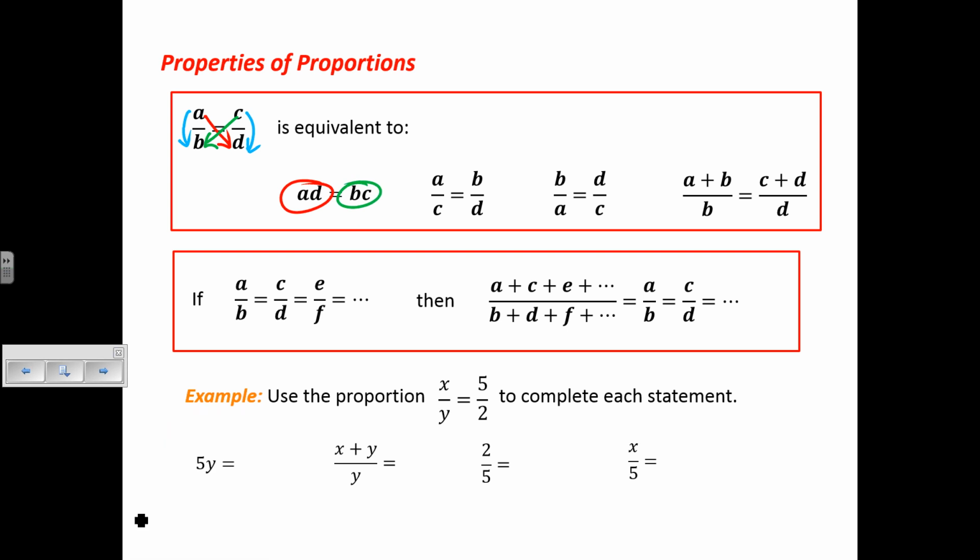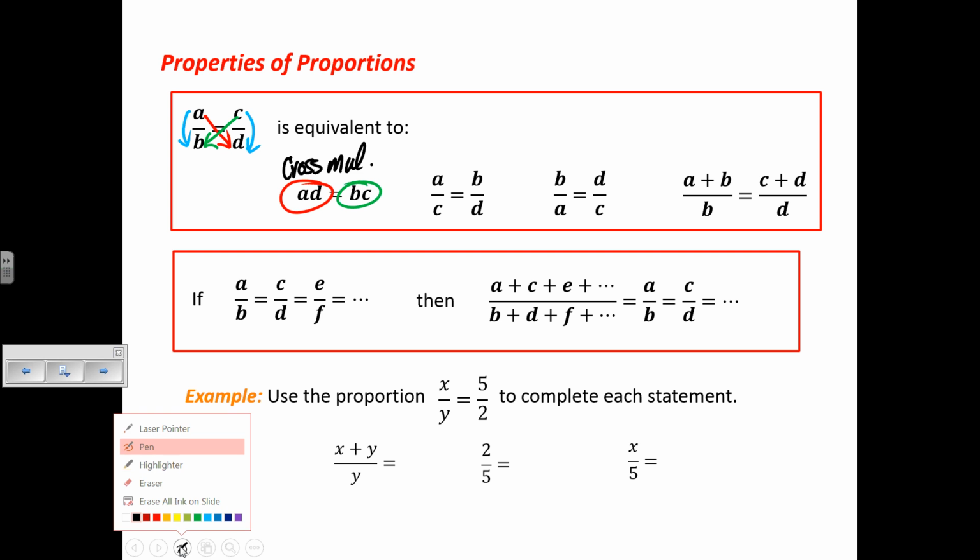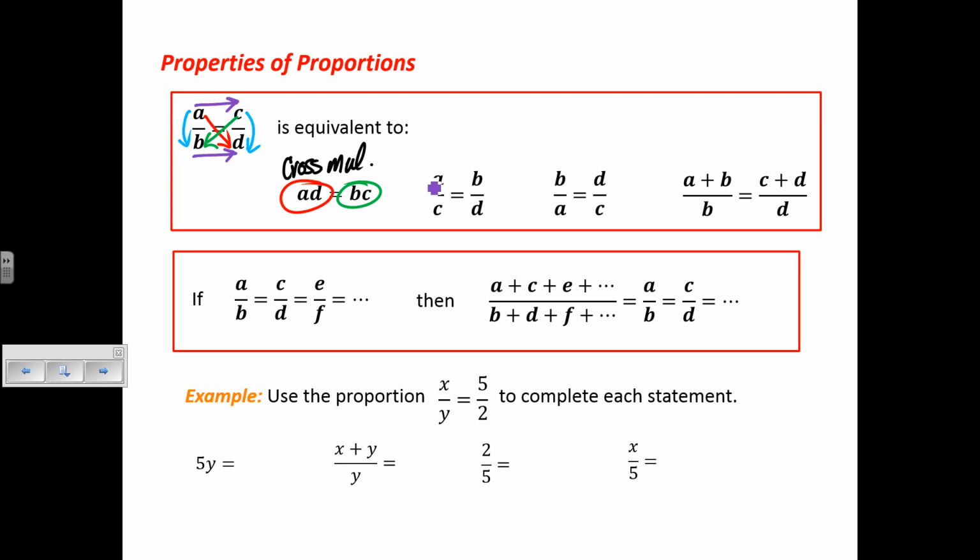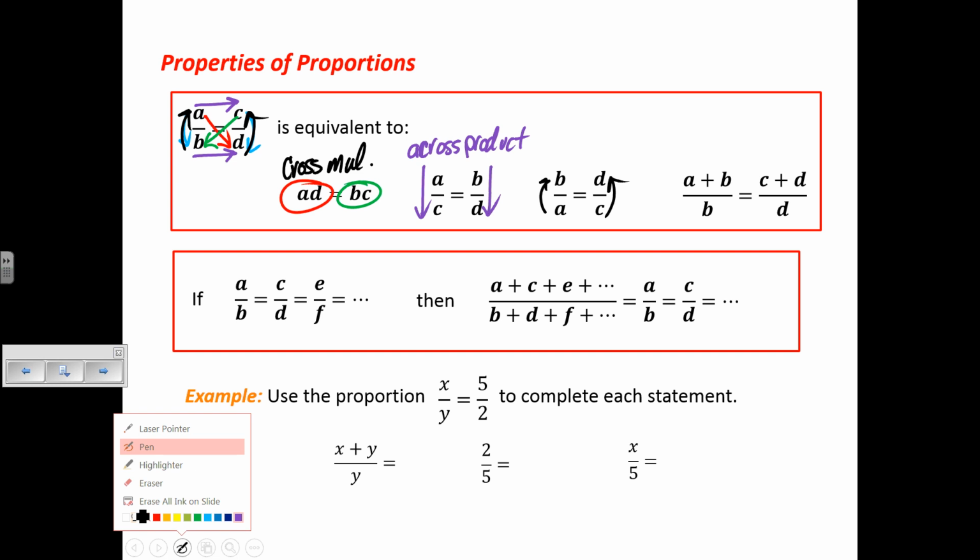That's what you guys know as cross multiplication. That's one variation. Another one says this, that you could go straight across like this, and you end up with A over C equals B over D. That's another way of looking at it. Then, of course, the inverse is perfectly acceptable, where you simply flip them. So the inverse is another way you can look at it. Let's call this the across product. And of course, this is the inverse.